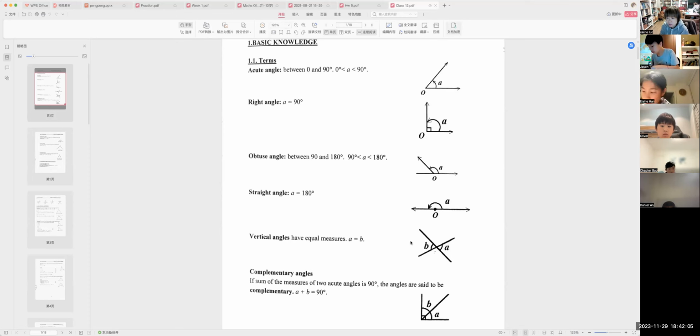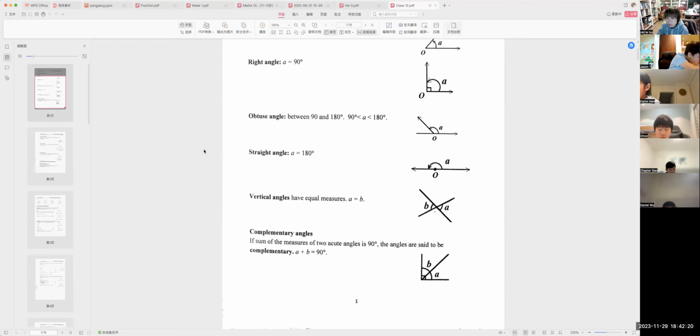And there is another one, which is opposite to each other. We call it vertical angles, which have equal measures. That is A equals B. Get it, everybody? This is something we learn when we are in grade 5 or grade 6, right?